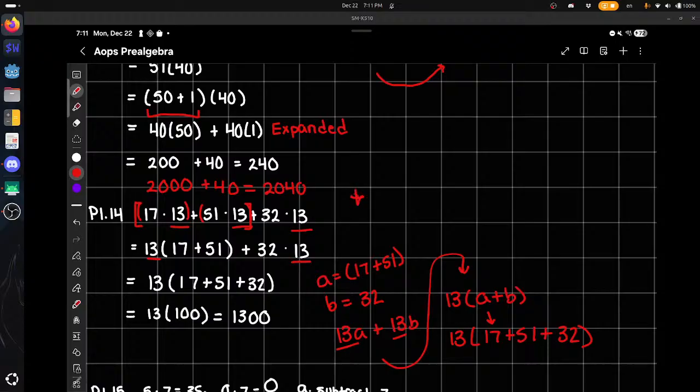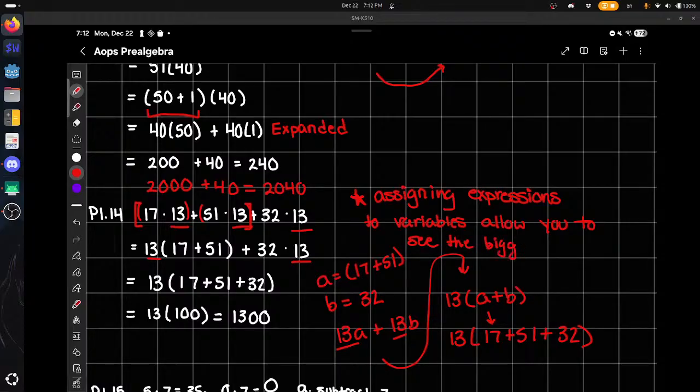So I'm going to write a little note to myself: assigning expressions to variables allows you to see the bigger picture.